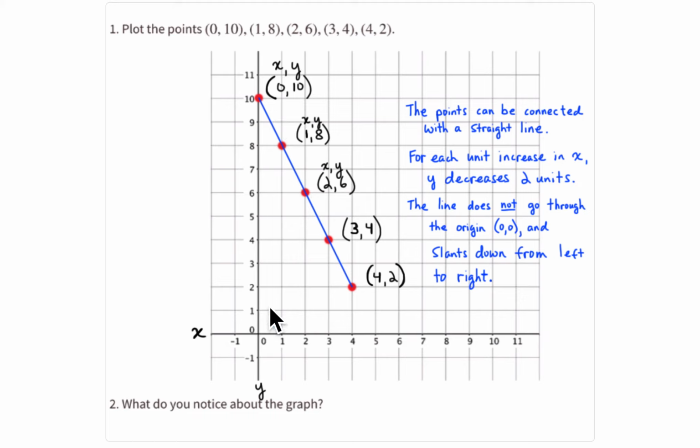It's not proportional. It doesn't go through the origin, but it does form a straight line, which means a portion of the equation that describes this line is going to be proportional, just not the whole thing. The whole relationship between x and y is not proportional. The line does not go through the origin and slants down from the left to the right. So that means it's going to be a negative slope, because it slants from the left to the right, down. So that is a negative slope.